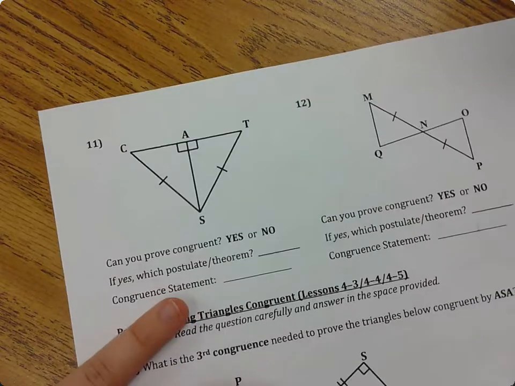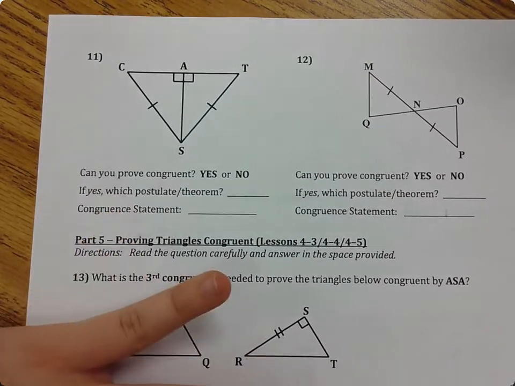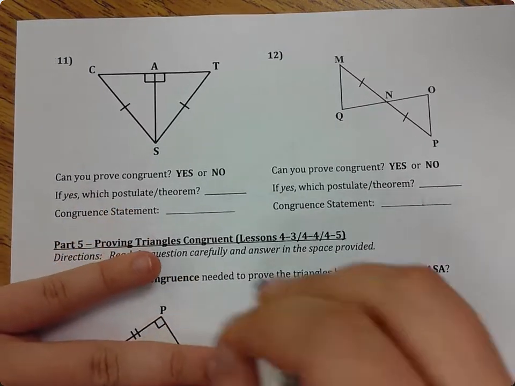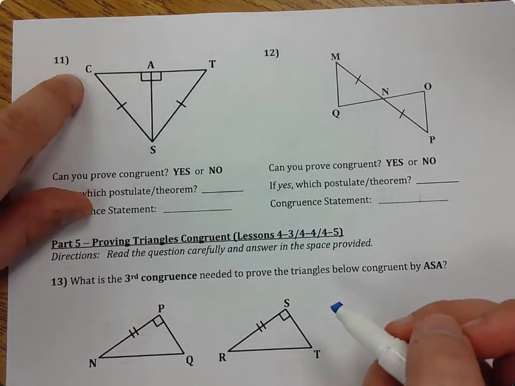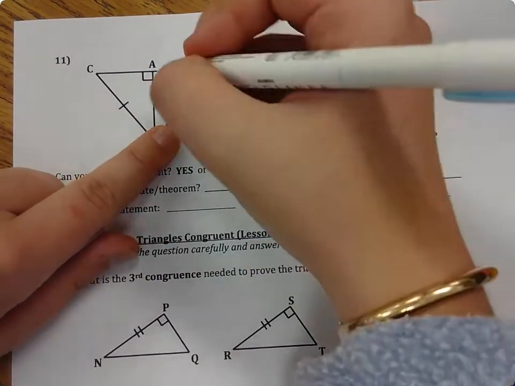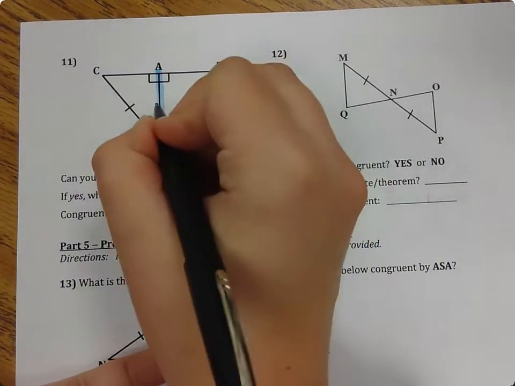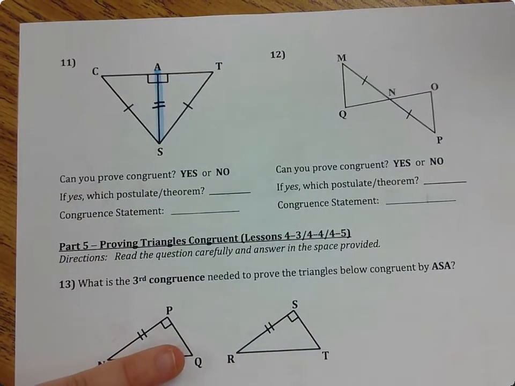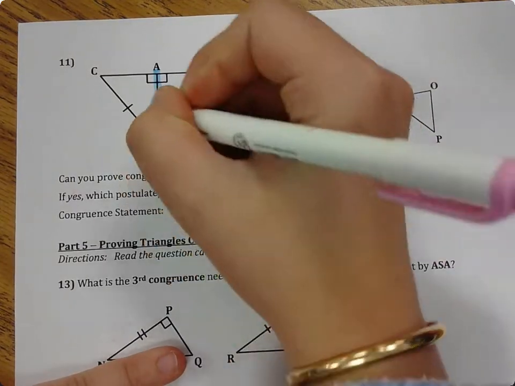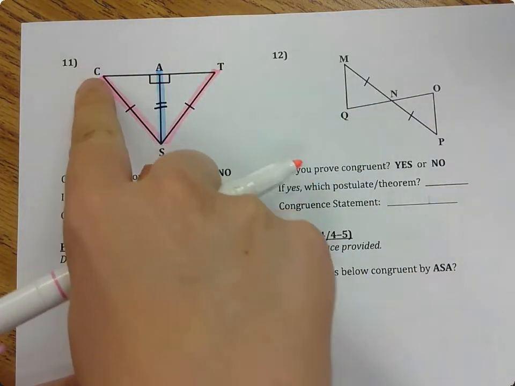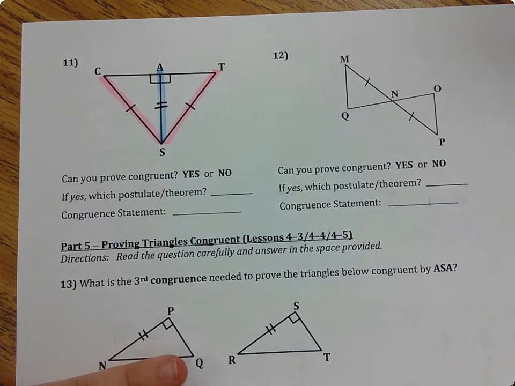All right, we're going to flip over. We've got two more of these, and they are overlapping or reflexive triangles. Here, I have two triangles, and I notice that they share a side. So I'm going to highlight and mark that. I'm going to mark the other two pieces of information that they give me, from C to S, and T to S is going to be in pink.